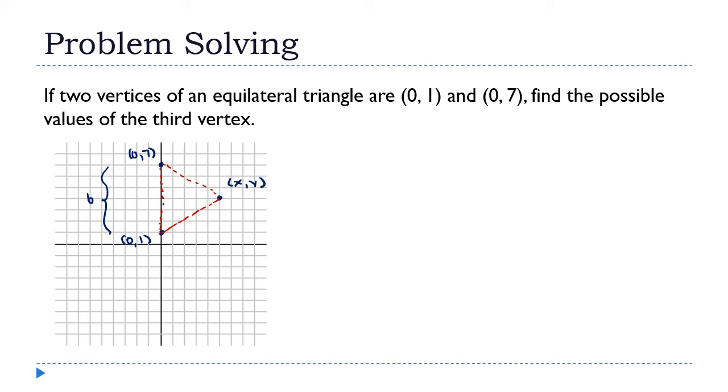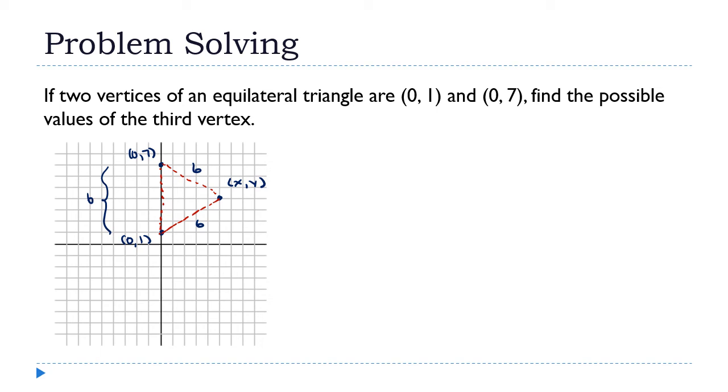Now, I could go to the distance formula. I mean, this is 6 and this is 6, right? It's equilateral. But I'm going to have to do it with both points: x, y and 0, 1. And that's going to give me an equation with 2 variables. Then I'll do it again with x, y and 0, 7. Again, I'll have 2 variables, and there are going to be squares in there.